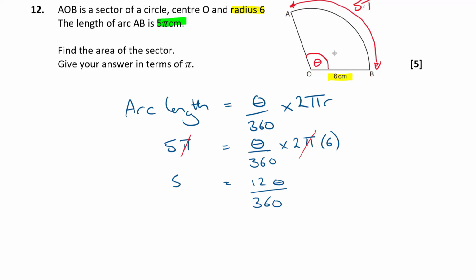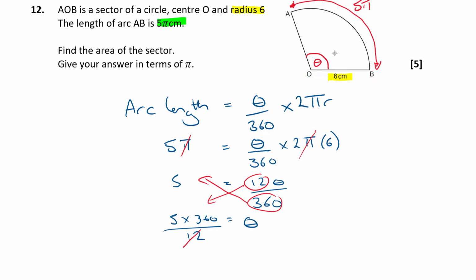Now we want to get theta on its own, don't we? We want to work out what the angle is. So let's cross multiply, times both sides by 360. We'll move that 360 up there, and dividing both sides by 12, we'll move that 12 to the denominator on my other side. So I'm going to get 5 times 360 divided by 12 is equal to theta. I'm tempted to do the division first because that's going to leave me with an easy number to multiply. So how many times does 12 go into 360?